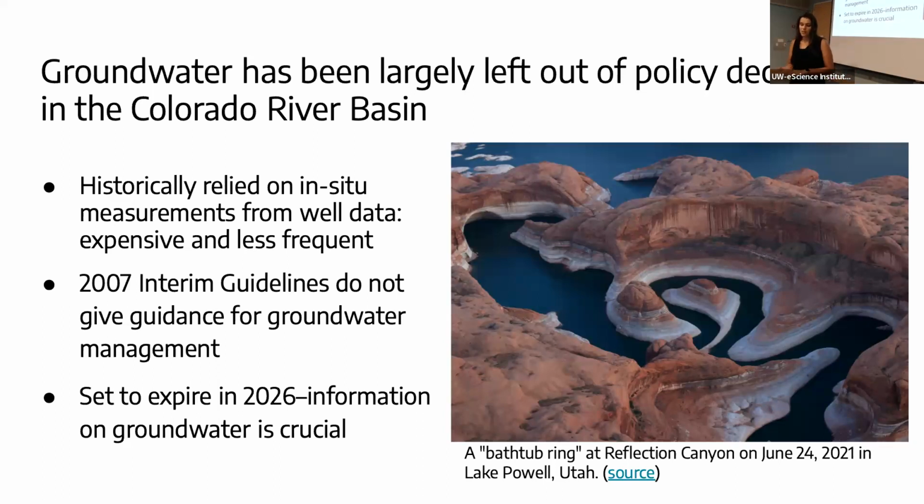As previously mentioned, this is partly because of some rigid policy structures that were put in place as a result of these 1922 compacts. And another key reason is that groundwater is less visible and can be difficult to measure.